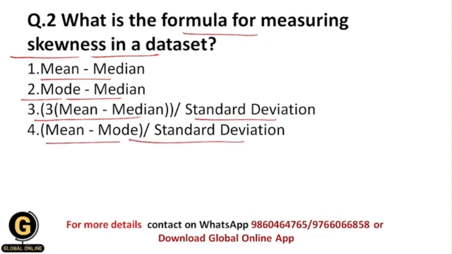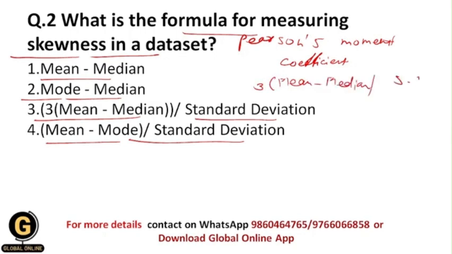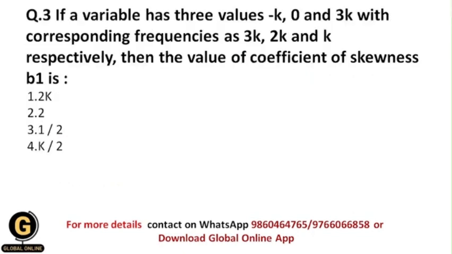Okay, so students, the common measure of skewness is Pearson's moment coefficient of skewness. The measure of skewness is called Pearson's moment coefficient of skewness, and the formula is 3 in bracket mean minus median upon standard deviation. Okay, and that's why your correct answer should be 3 under bracket mean minus median upon standard deviation.